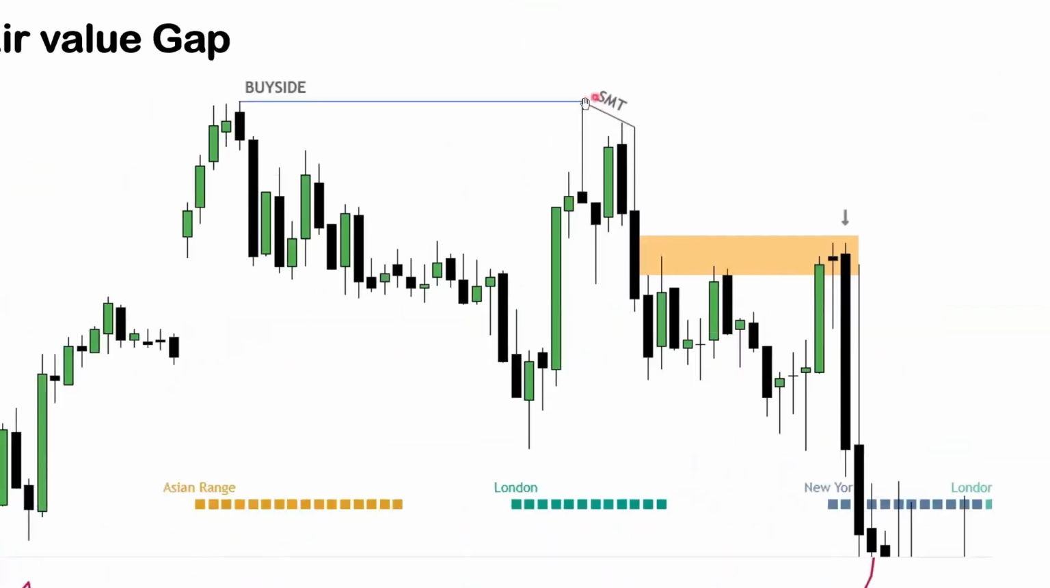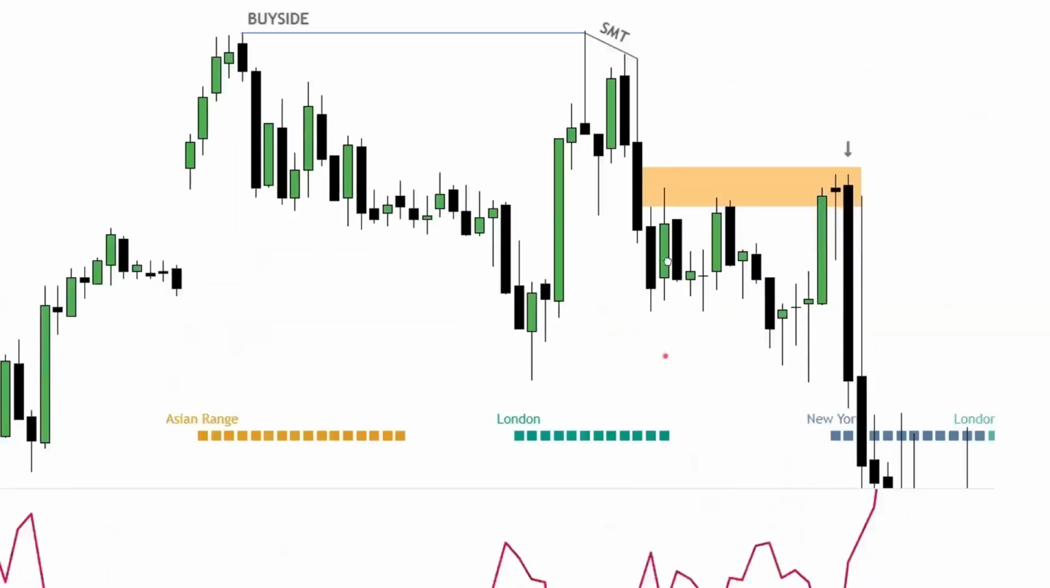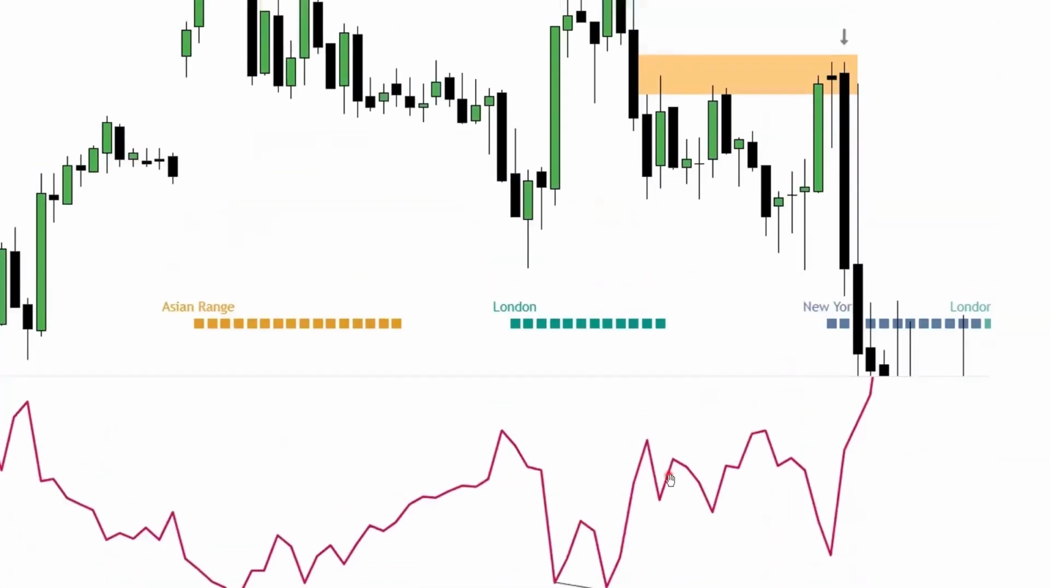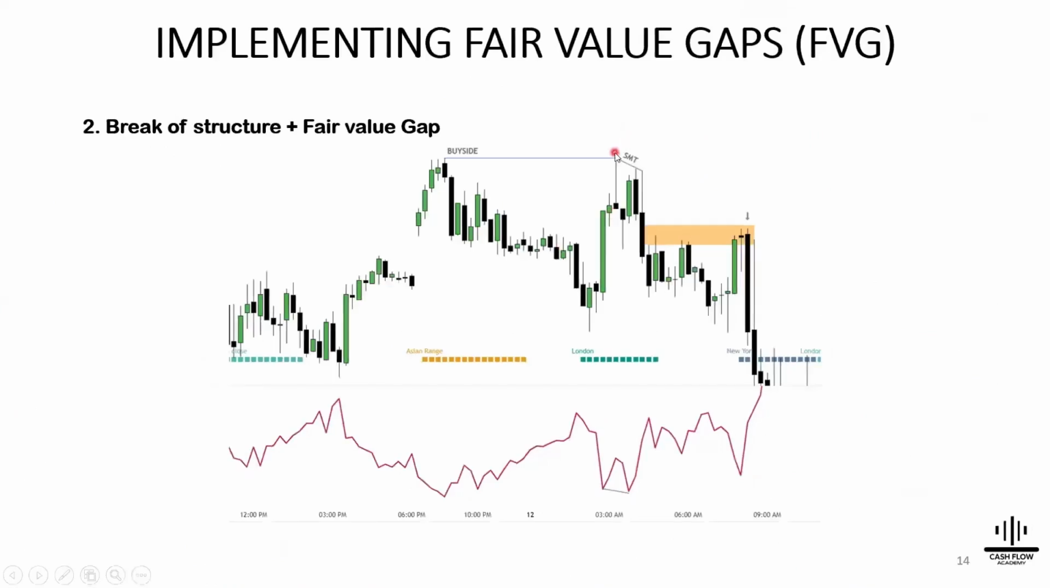So now, because you're not seeing a micro run on liquidity, what you want to be adding is SMT divergence. So let me reduce this. You can see that this is the dollar index and this is the Euro USD. You can see how the Euro USD was making a lower low and then the dollar index failed to make a higher high because these are correlated assets.